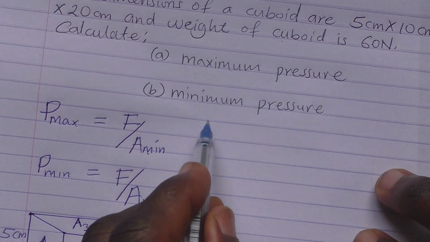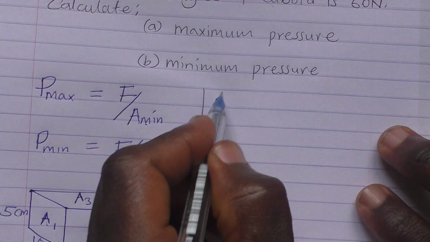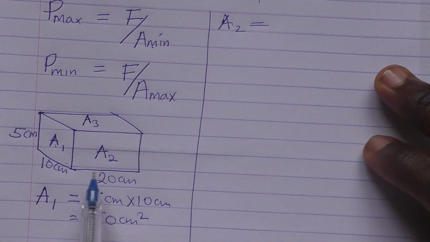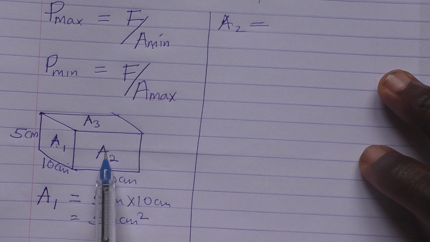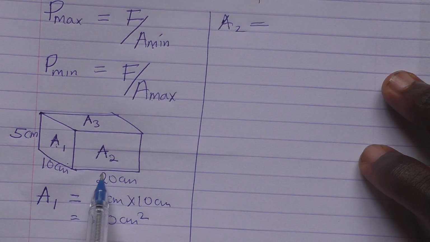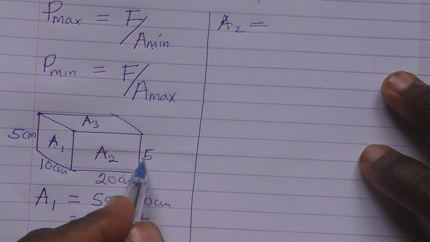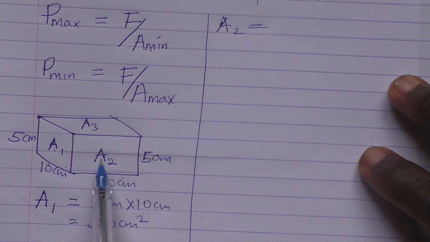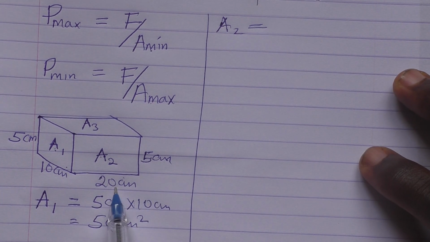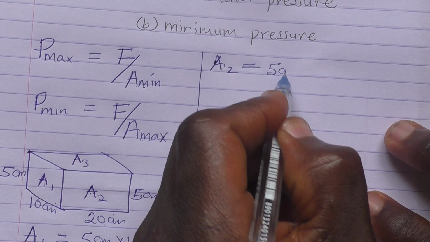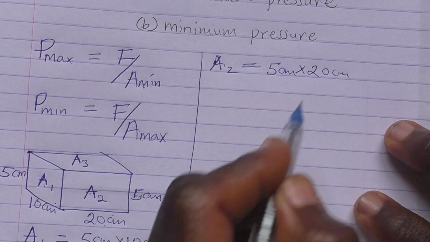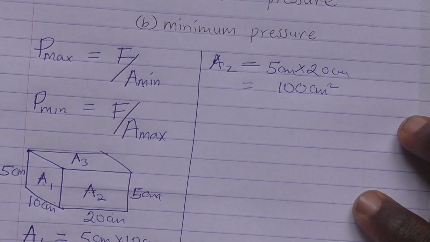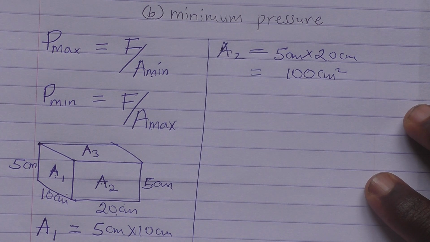Then we also look at area 2. Area 2 is when we are considering this face in contact with the floor. This is 20, this one is 5 centimeters. And therefore, area 2 is given as 5 centimeters times 20 centimeters, giving us 100 centimeters squared.